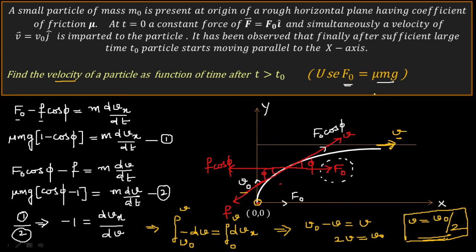Since the horizontal force here is F0, which is mu mg, and in the opposite direction there is the frictional force, which is again equal to mu mg, they will cancel. Hence the net force along horizontal is 0, and it would move with constant speed, a constant speed v, which is v0 by 2. So thank you.